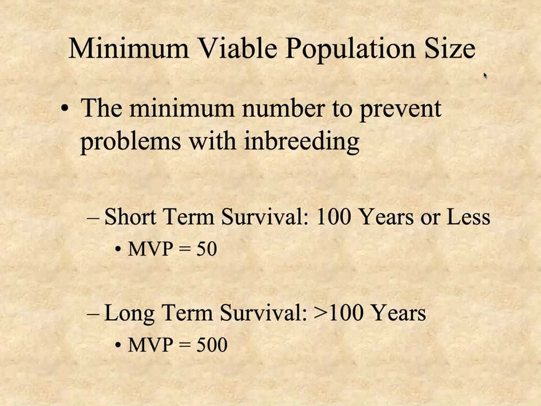Well, it depends on if you're talking about short-term survival, which is 100 years or less, or long-term survival, which would be greater than 100 years. These numbers come from mammal populations. I want you to know the numbers. And so the minimum viable population size, or MVP, the number of individuals you need for short-term survival, 100 years or less, is 50. The minimum viable population size for long-term survival, if you want your population to survive greater than 100 years, you need a population size of at least 500 animals.